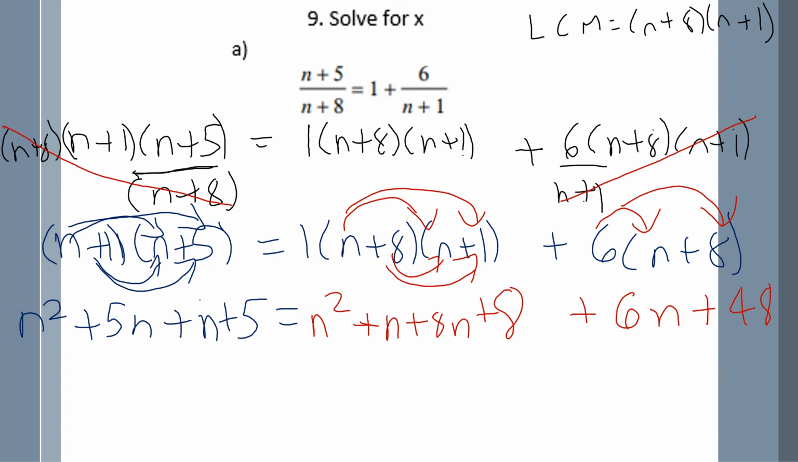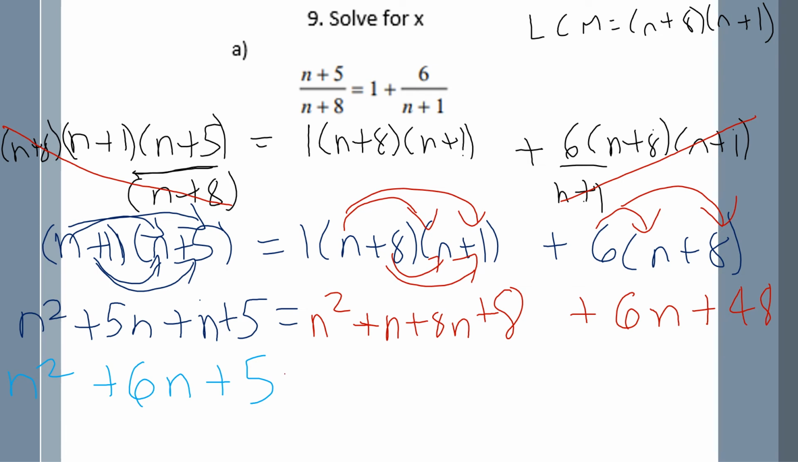All right. We got everything. We should be looking good. So let's go ahead and combine our terms over here. When we combine our terms, let's do the left first. So n squared plus 5n plus 1n is 6n, because I'm combining like terms, plus 5. That is what you get on the left hand side.